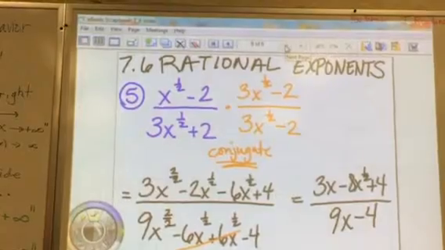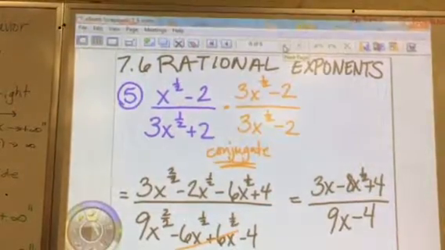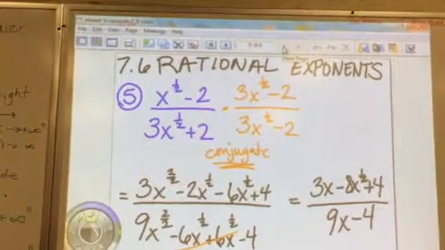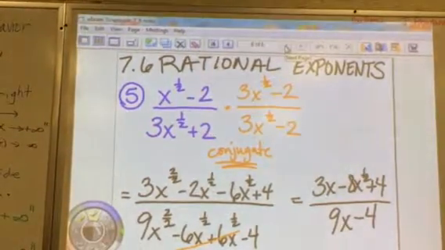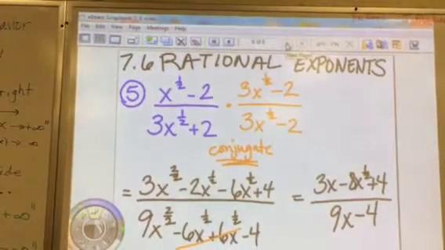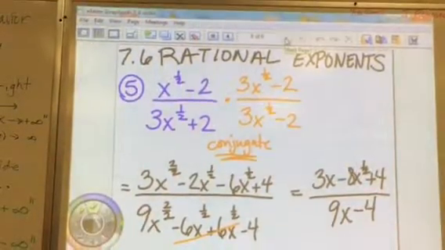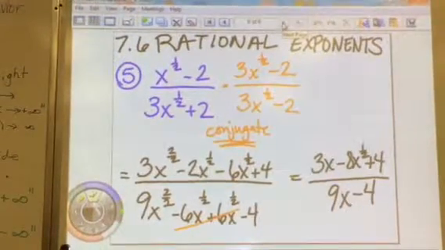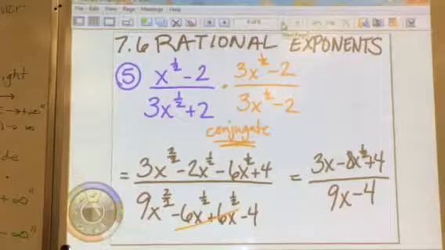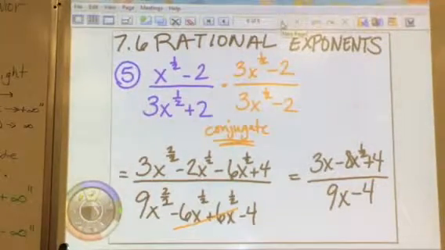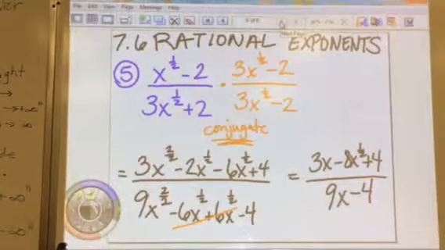I'm getting hung up on one step. Distributive property, just simple. x to the half times 3x to the half. You add those exponents, you get 2/2. So you've got 3 times x to the 2/2, which is 3x to the 1st. So you end up with 3x in the final step. And then you get 2x to the half, and you get 6x to the half negative, and so you get negative 8x to the half, and you get your 4.